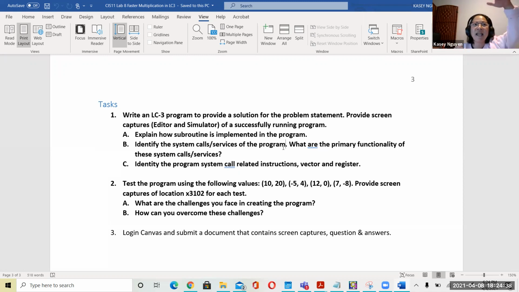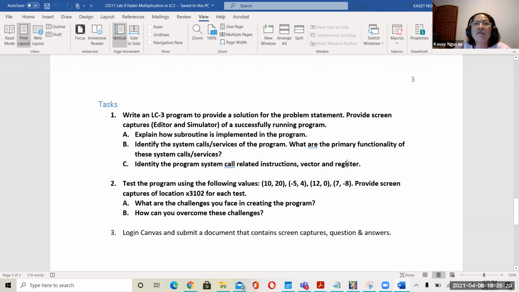So what it does, mechanically, is it sends the simulator to your subroutine section, which is your function definition. Then answer, what are the primary functionalities of system calls and services? So what is it doing there, right? If you can't be specific, just at least summarize and tell me what's happening in that section. And then identify the program call related to instructions, vector, and register.